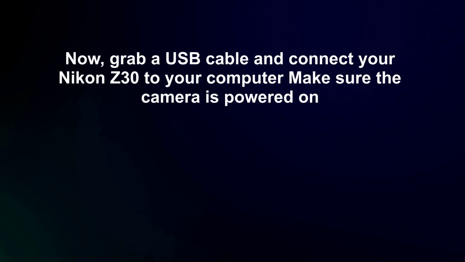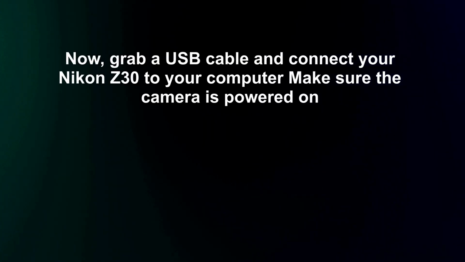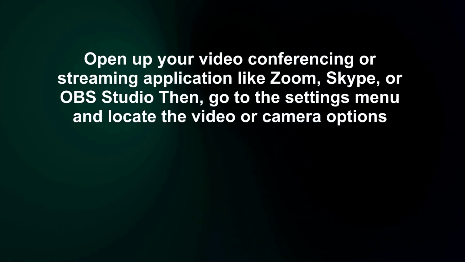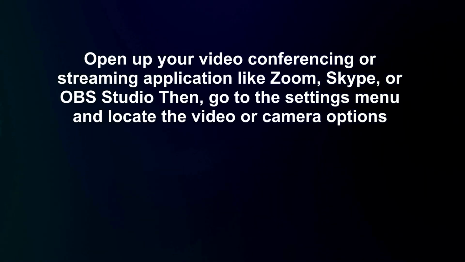Now, grab a USB cable and connect your Nikon Z30 to your computer. Make sure the camera is powered on. Next, turn on your Z30 and go into video mode. Open up your video conferencing or streaming application like Zoom, Skype, or OBS Studio.